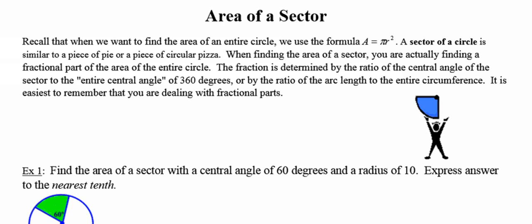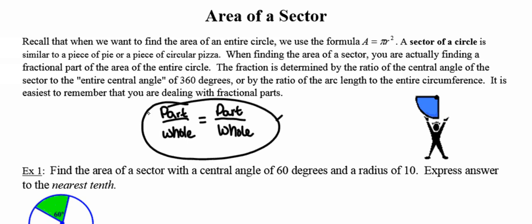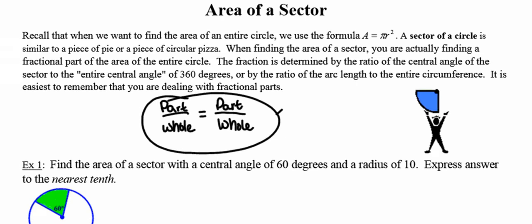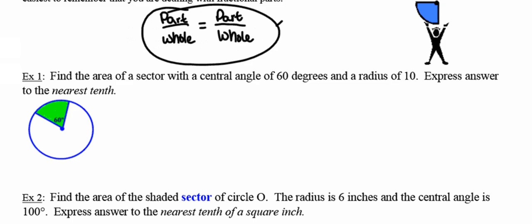All right, so when you're doing this, it's easiest to remember that what you're really dealing with are fractional parts. We're going to write a proportion that compares the part to the whole, either for degrees or for arc length, and we're going to compare that to the part of our circle that represents our sector to the whole circle. So this is an important proportion to keep in mind as we work through these problems. All right, so let's get into this.